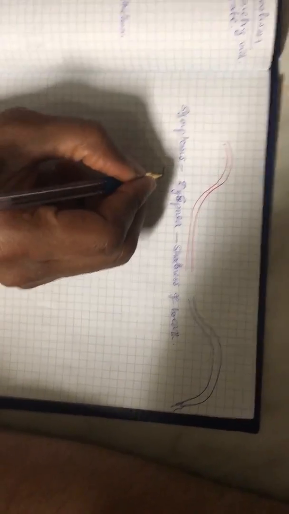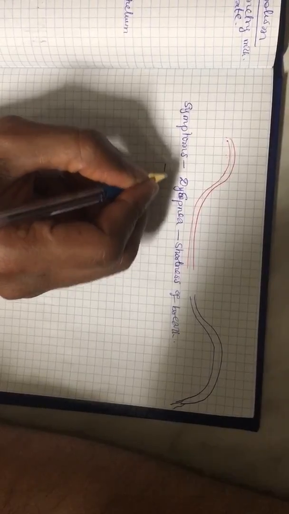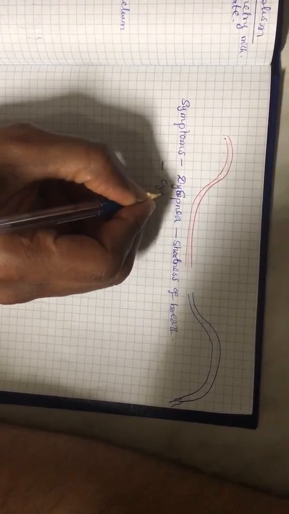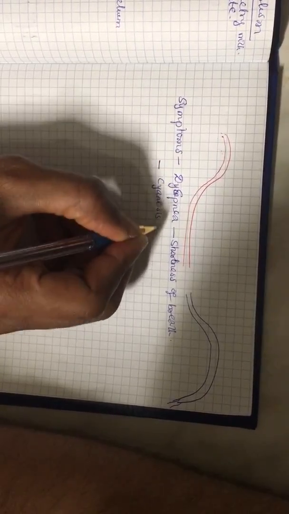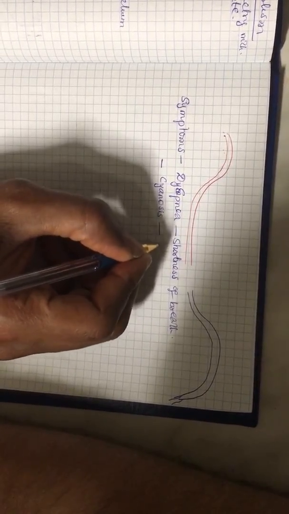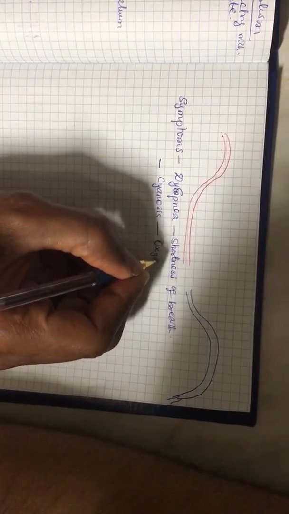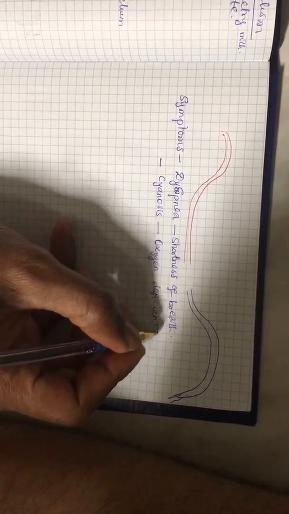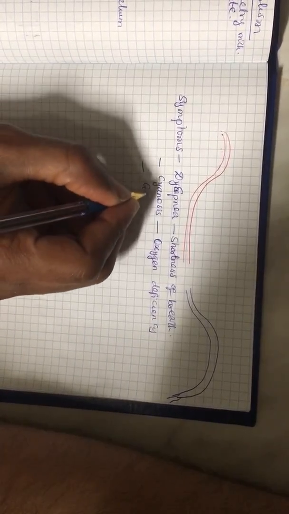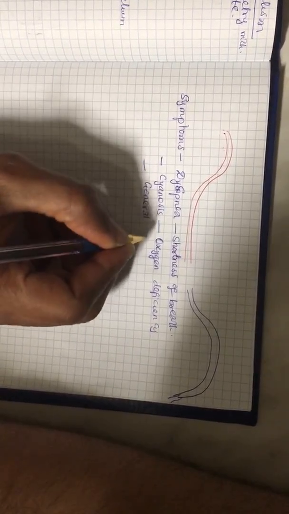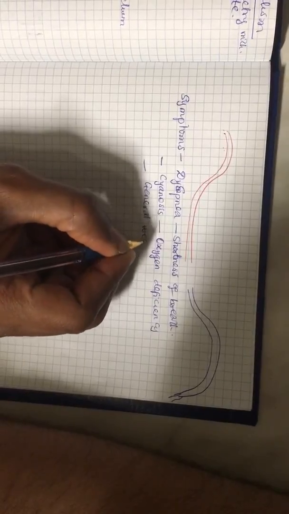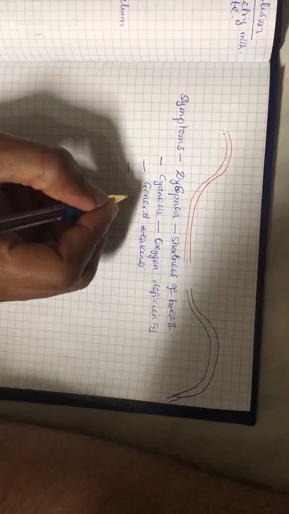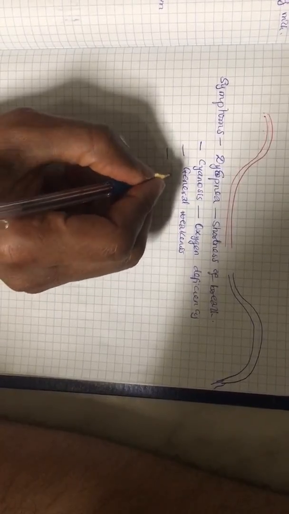Okay. And then another thing that you are going to see in symptoms is cyanosis. Cyanosis due to oxygen deficiency. You understand? Another thing is going to be general weakness. Another thing we are going to see is the possibility of headache.